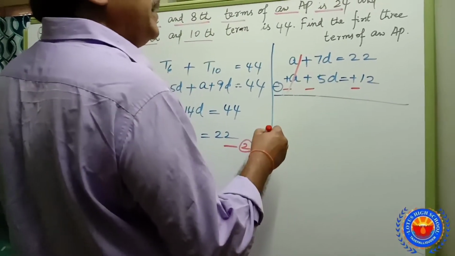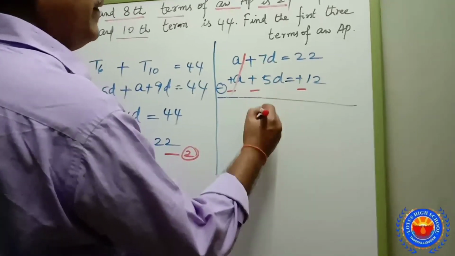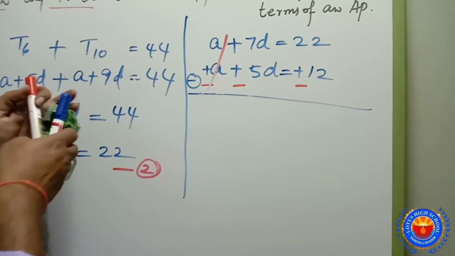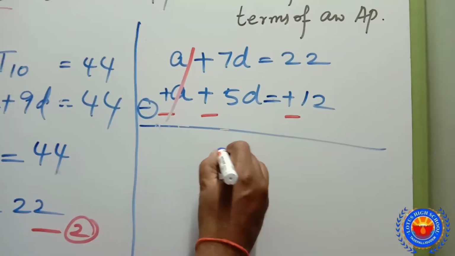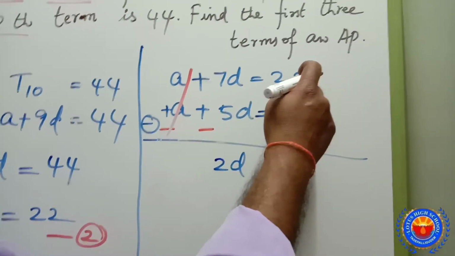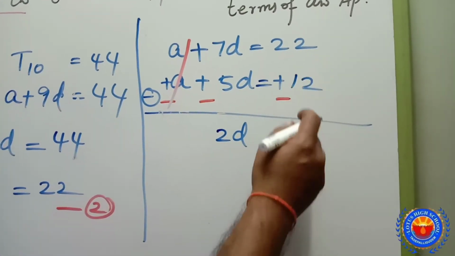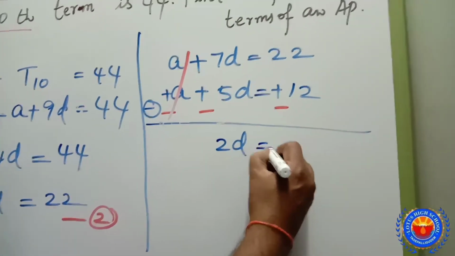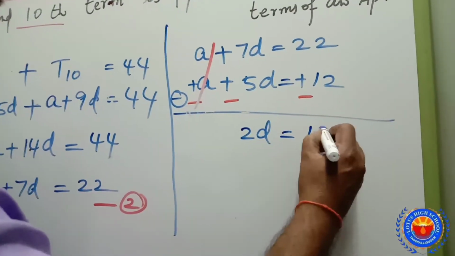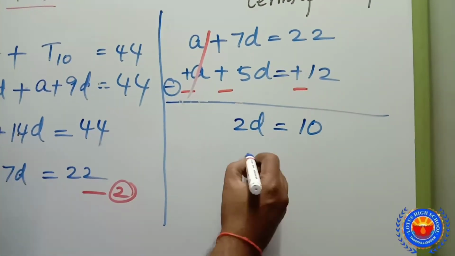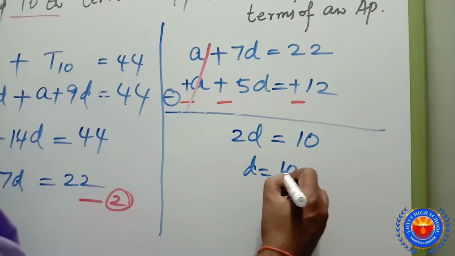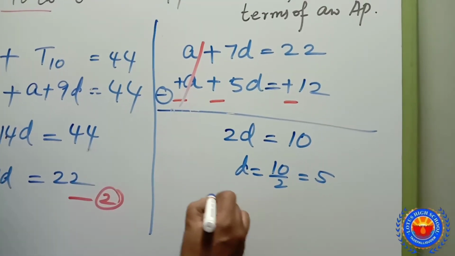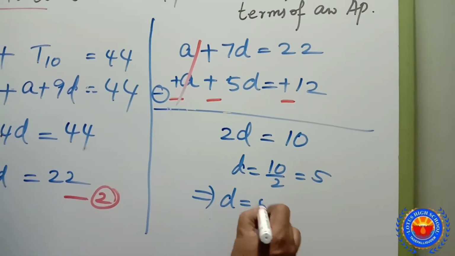A and A will be 0. 7D minus 5D is equal to 2D. And 22 minus 12 is equal to 10. So D is equal to 10 by 2, which is equal to 5. That implies D is equal to 5.